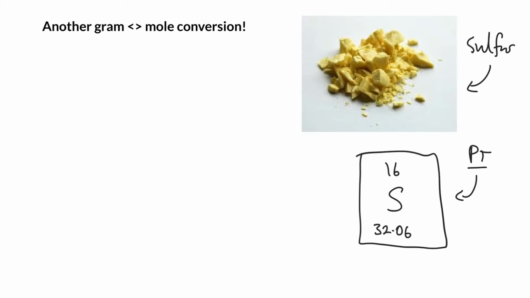So here's another gram mole conversion. Sulfur is a very interesting compound. It's nice and yellow. It's biblically called brimstone. You find it next to volcanoes. For instance, the Romans used to basically dig it up outside of volcanoes that they had in their territory.